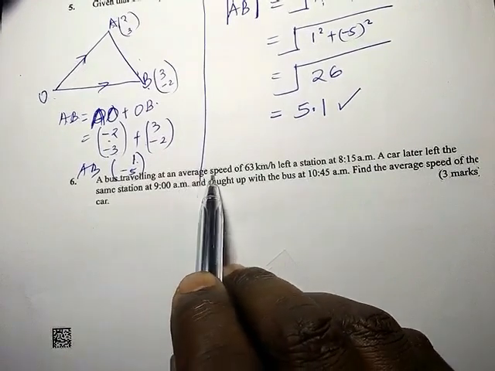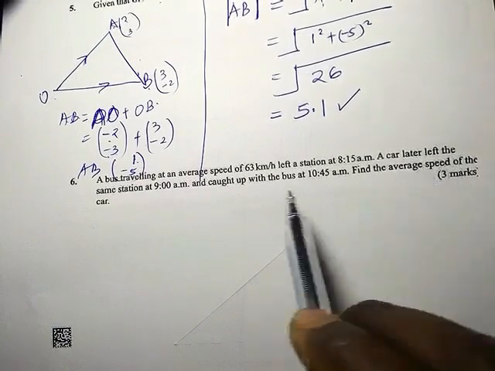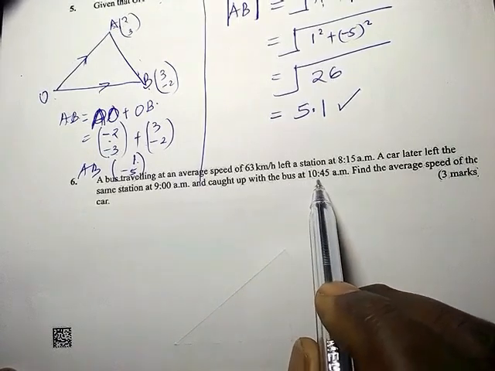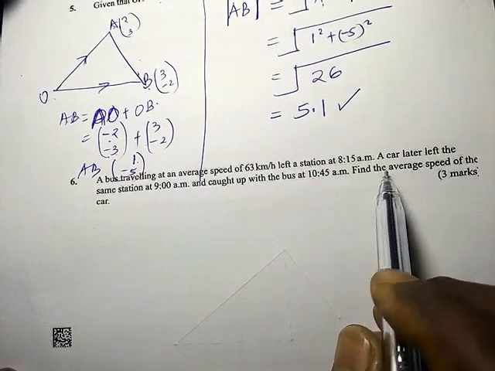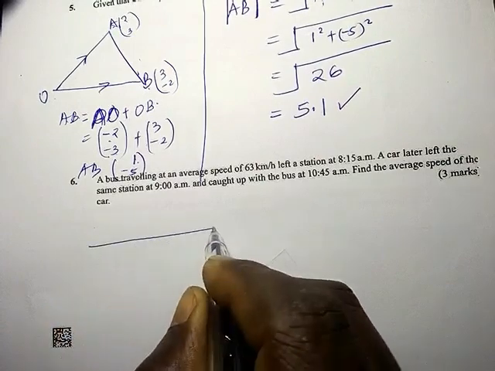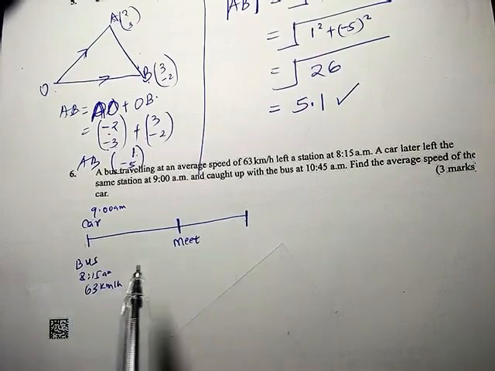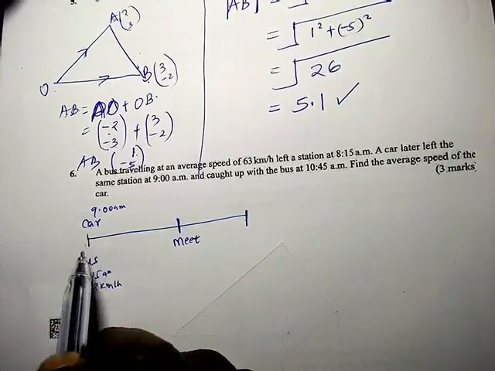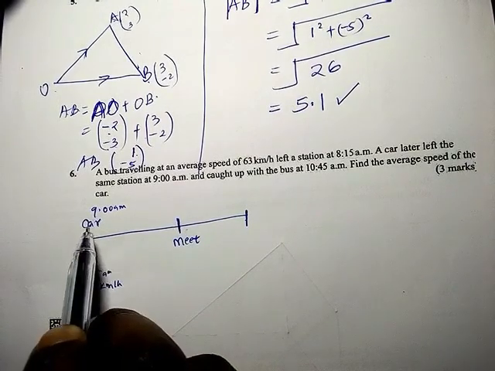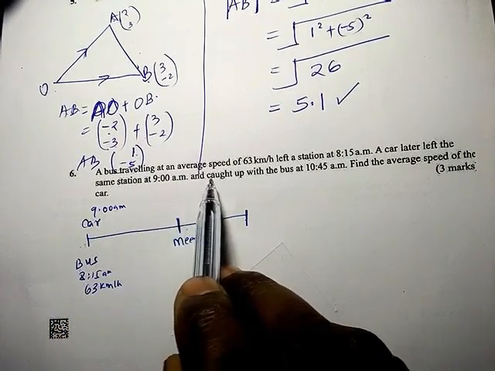A bus traveling at an average speed of 63 kilometers per hour left the station at 8:15 a.m. A car later left the same station at 9 a.m. and caught up with the bus at 10:45 a.m. Find the average speed of the car. So you need to sketch. So this is the distance. We don't have the distance, but the car and the bus are going in the same direction. The bus began the journey at 8:15. The car later began at 9 a.m.